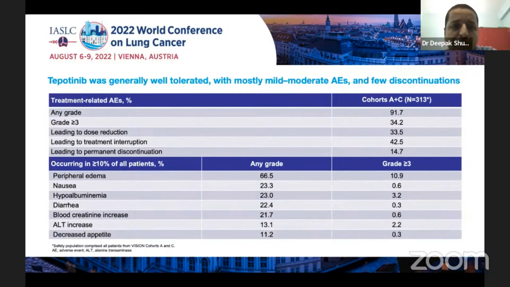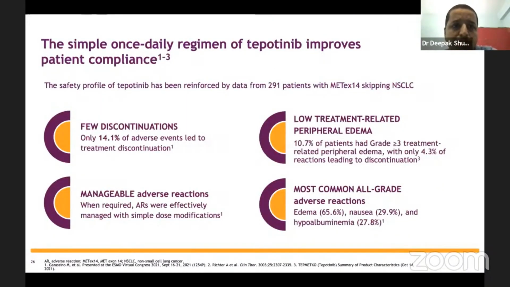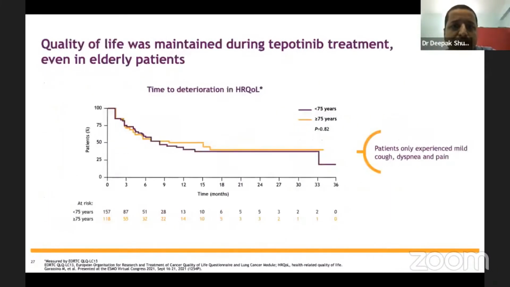So the simple once daily regimen of tepotinib improves patient compliance, as already mentioned, with less than 15% discontinuation. The adverse event profile can be managed by simple dose modification, with low treatment related peripheral edema, and the other side effects as mentioned previously. And this safety profile has been tested in approximately 300 patients in this VISION trial.